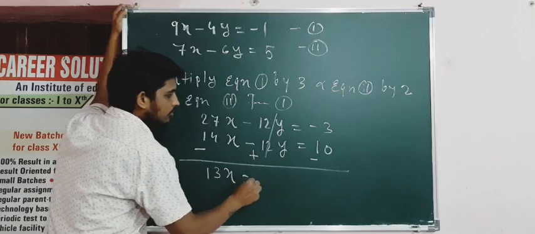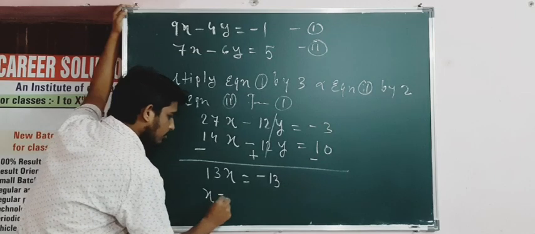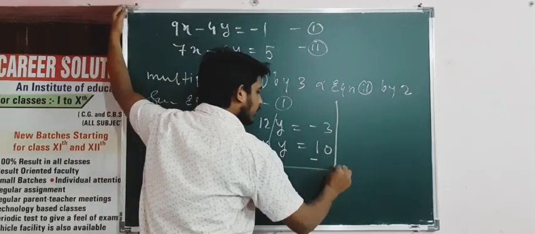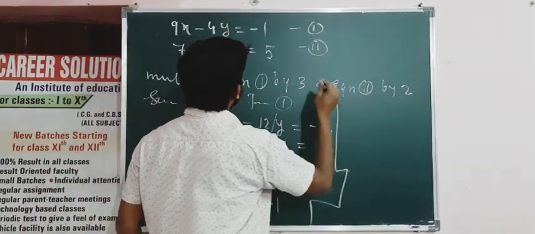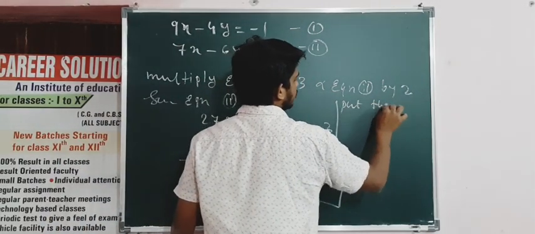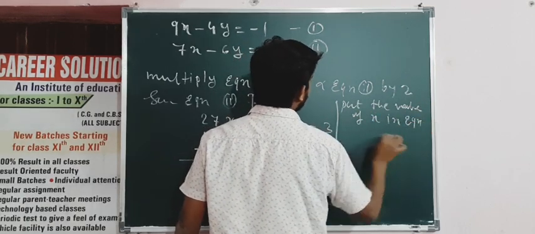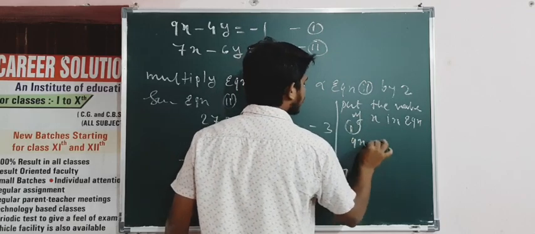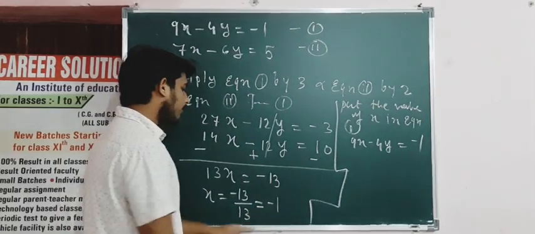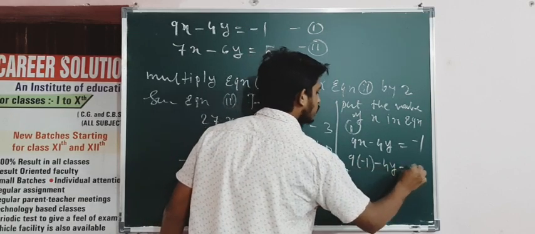So 13x equals to minus 10 and minus 3 becomes minus 13. So x equals to minus 13 upon 13, which is minus 1. We get the value of x as minus 1. You have to put the value of x in either of the equations. So put the value of x in equation number 1. So 9x minus 4y is equals to minus 1. It is written. Okay. What value of x you have? Minus 1. So 9 into minus 1 minus 4y is equals to minus 1.